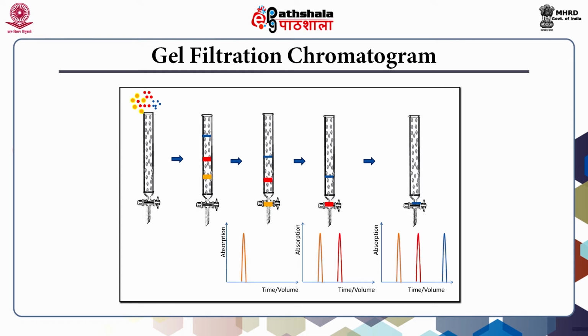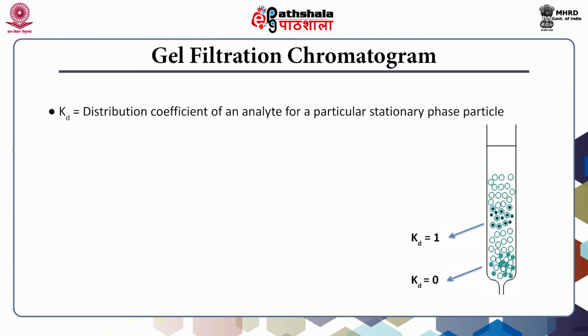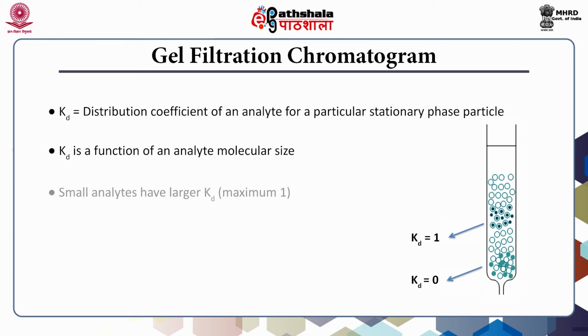Why these molecules are separated individually into 3 different peaks depends upon the partition coefficient or distribution coefficient of these molecules. Every molecule has a specific distribution coefficient, Kd. What does that mean? Kd is a function of an analyte based upon its molecular size. It is basically the distribution coefficient of an analyte for a particular stationary phase particle in gel filtration chromatography. Because small molecules can enter inside the beads, they will take more time. The value of the distribution coefficient is more for the small molecules.